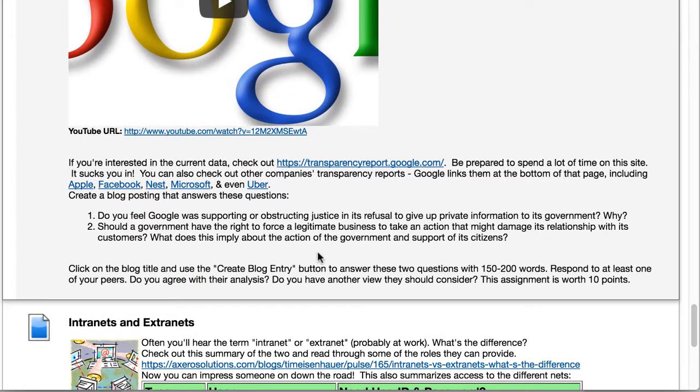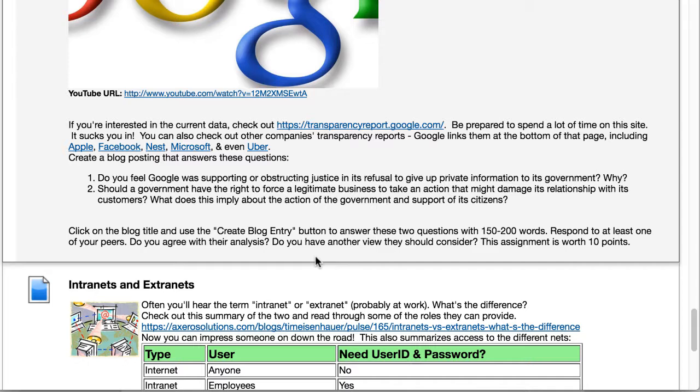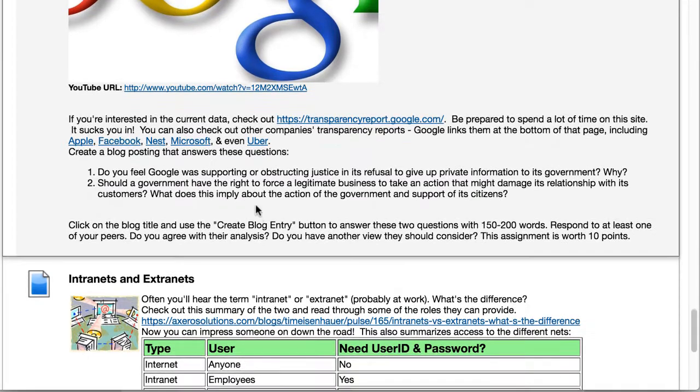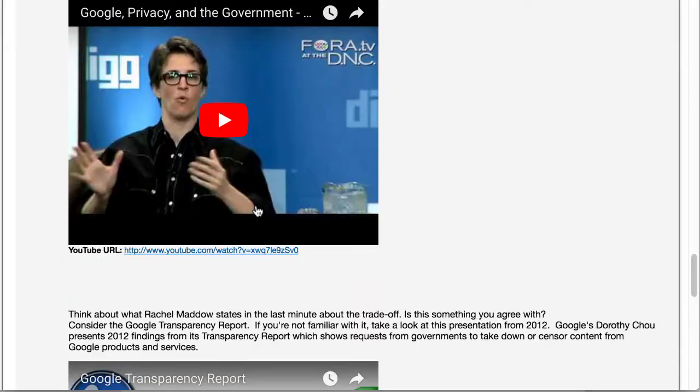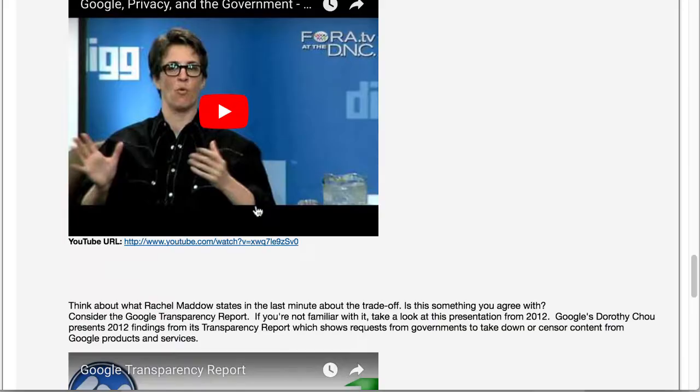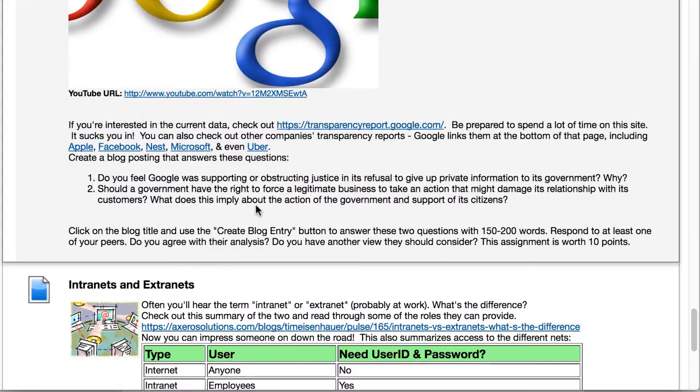Finally, after you kill a lot of time looking at that, you'll have a blog entry where you'll respond to these 2 questions up here. Make sure that you take time to respond to at least one of your peers. So get this in early as well. So Google and the government request blog, you want to get that done by Monday night so your peers have time to respond.